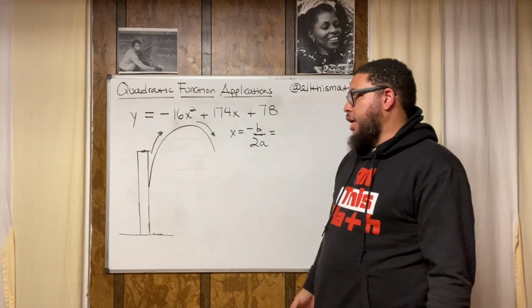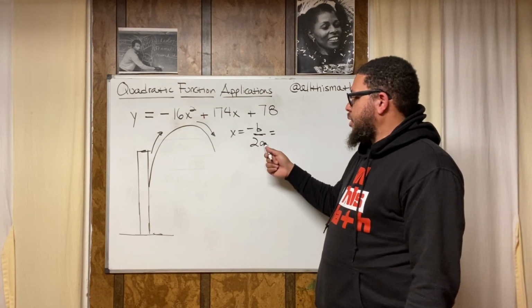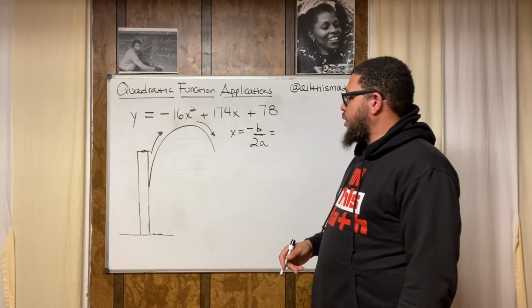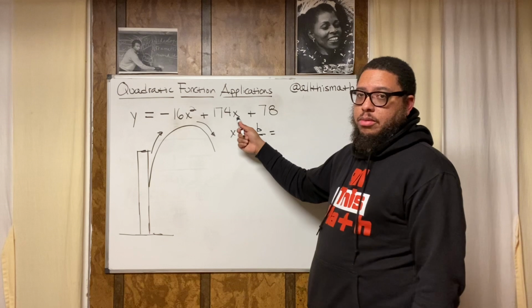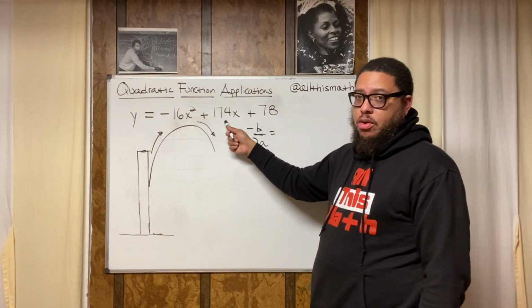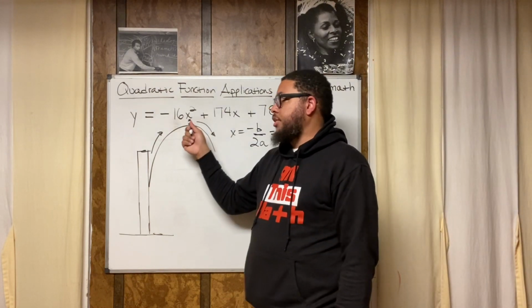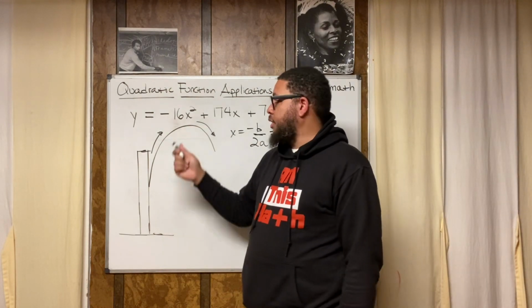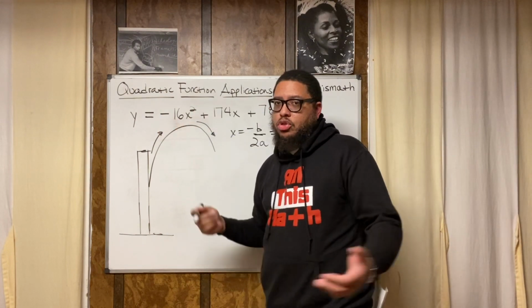So now you should be asking, what number represents B? What number represents A? B is always the coefficient of the X term, the X to the first power term. So in this case, B is 174. A is always the coefficient of your X squared term in a quadratic equation. So for X squared, the coefficient is -16. Those are my two numbers.